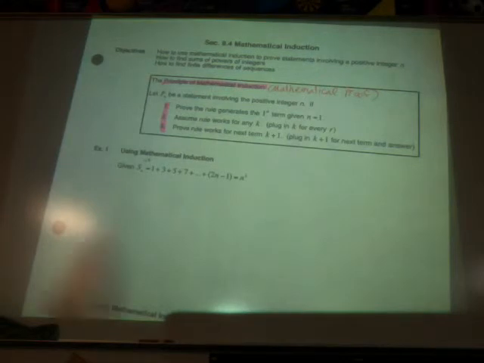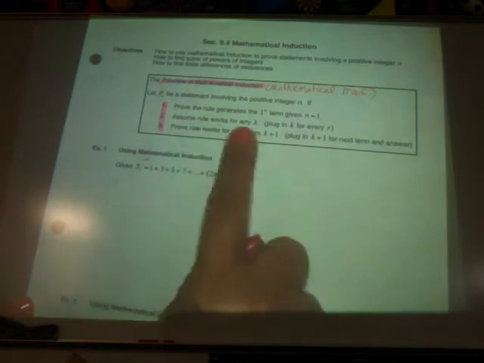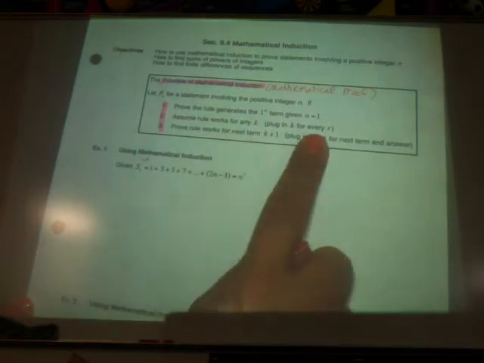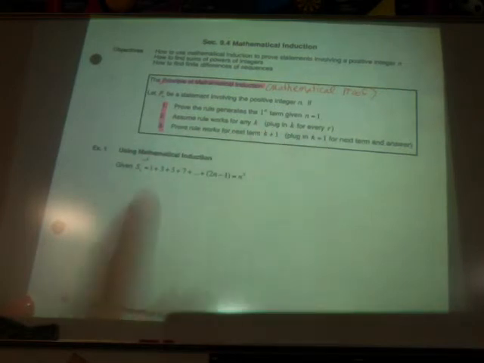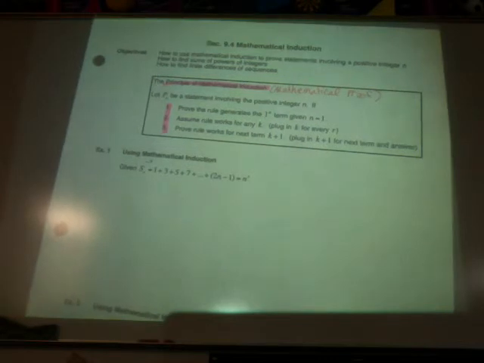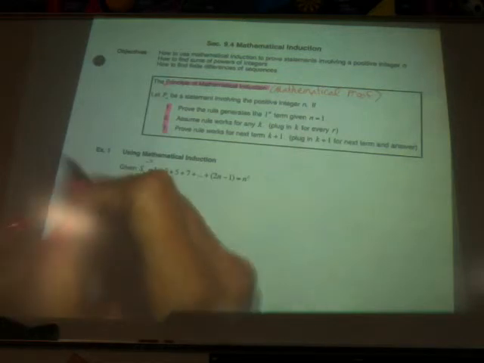So the first process, we have to prove the rule generates the first term given that n is 1. So you'll notice that in every sequence, n is 1. In other words, your first term in the sequence is 1. We're not going to start with the 0 term in the sequence. All right, so the first thing, write yourself a few notes.